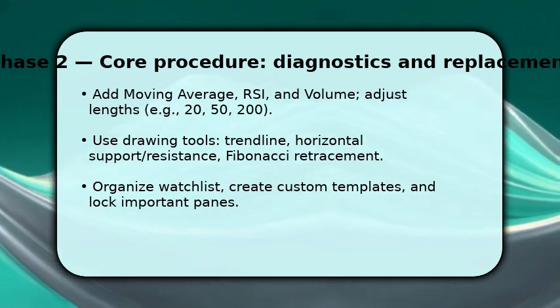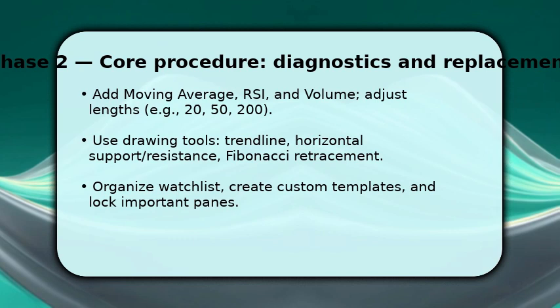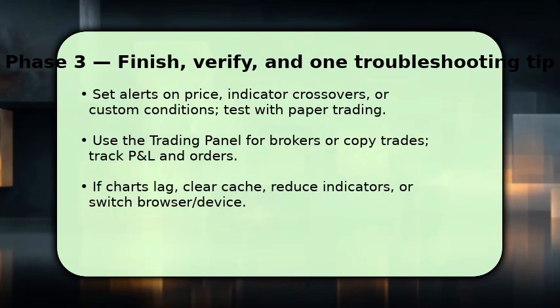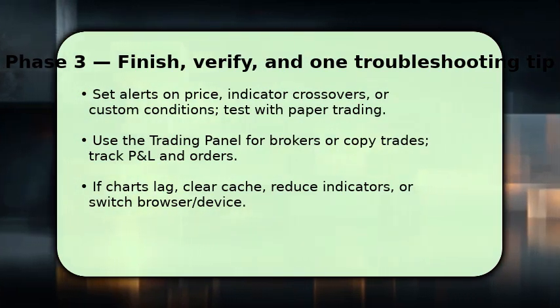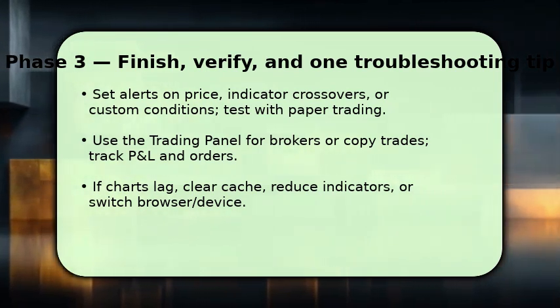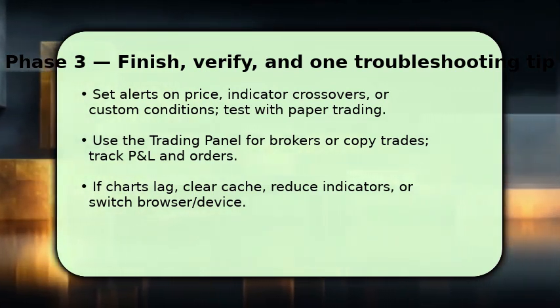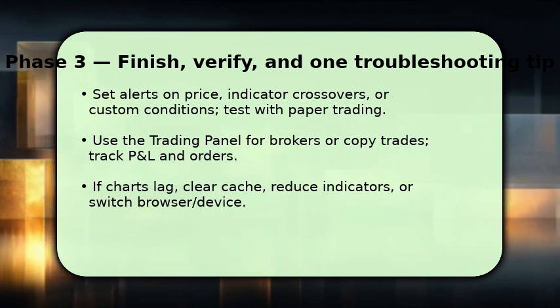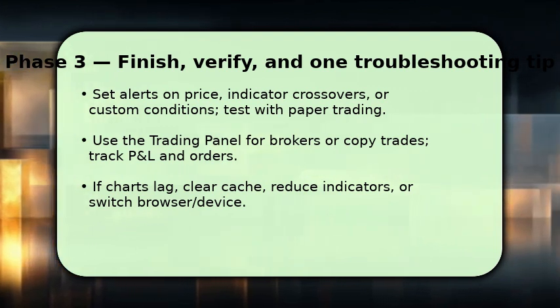Finally, you turn analysis into action by setting precise alerts and validating them with paper trading before risking money. Use alerts for price touch, indicator crossover, or custom Pine conditions. This frees you from constant monitoring. Connect a broker if you plan to trade live and check the trading panel to place and track orders.